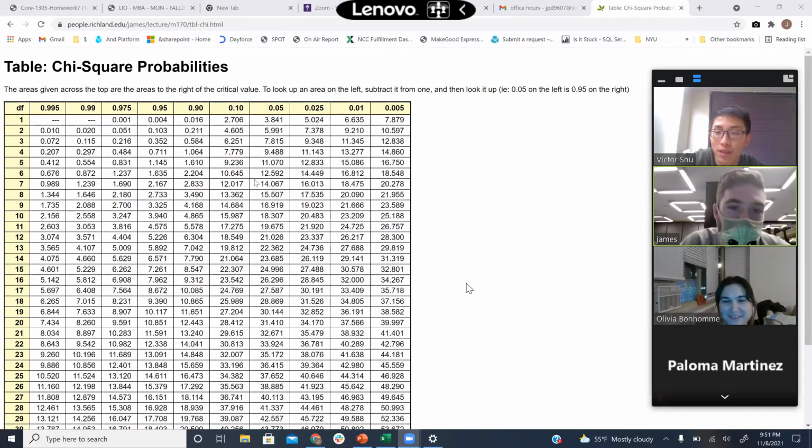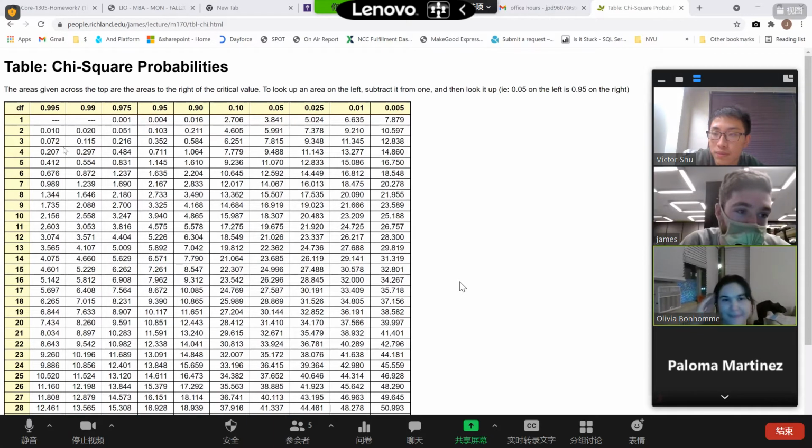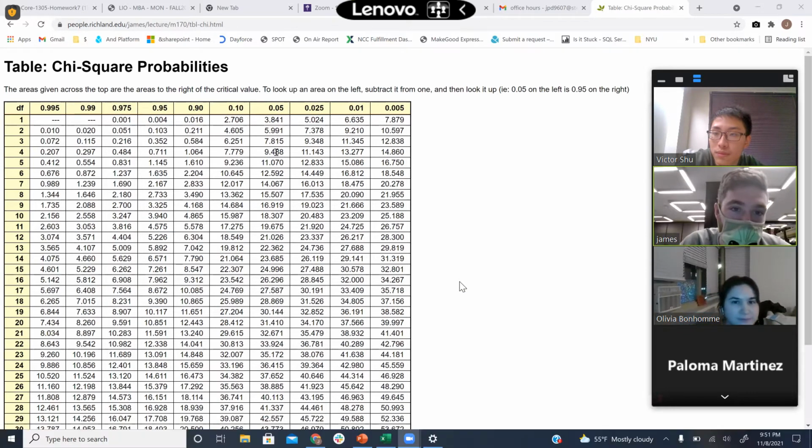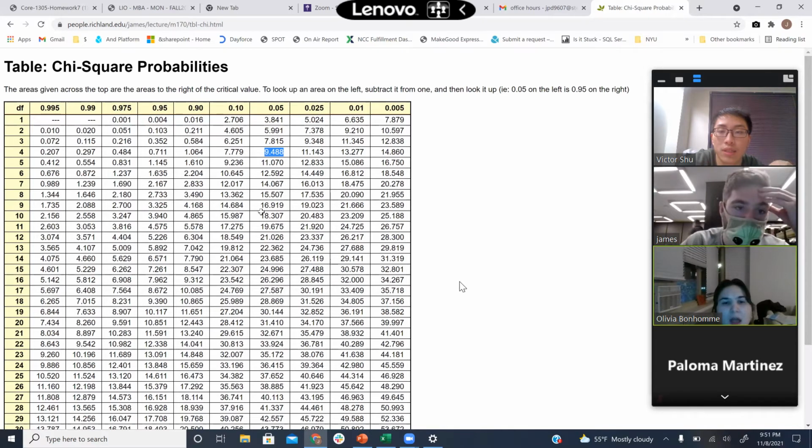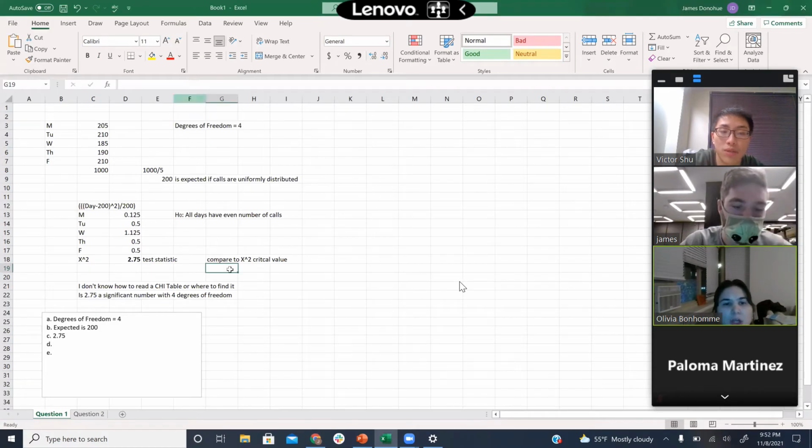Yeah. Okay. So the critical value for 4 degrees of freedom at alpha 0.05 would be 9.488. Is that one tail or two tail? These are always one tail. For a chi-square test, it's always one tail because the distribution is non-symmetric and has a heavier tail on the right side.